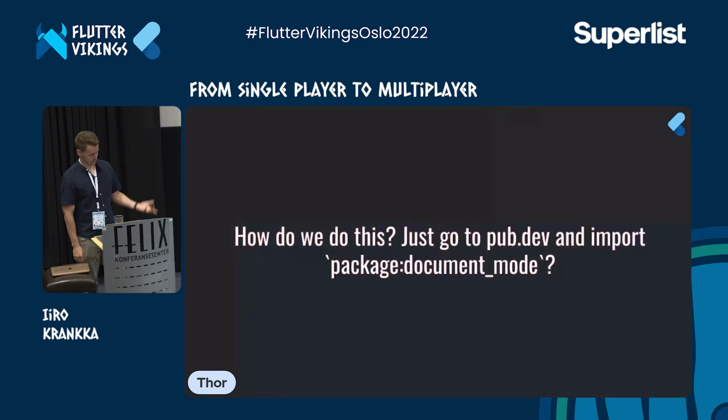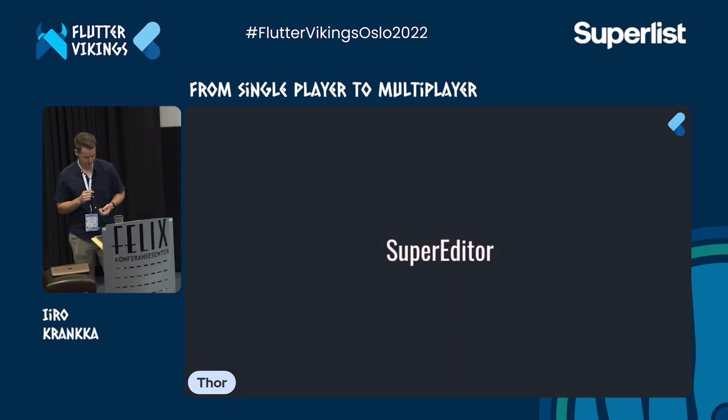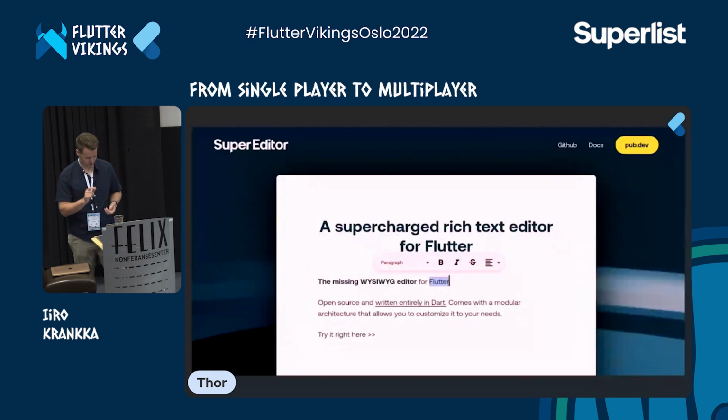And yeah, we were like, okay, how do we do this? Do we just go to Bob and import document mode? No, we go to Bob and we import SuperEditor, because we had been building this with Carol from pretty much the start of Superlist.